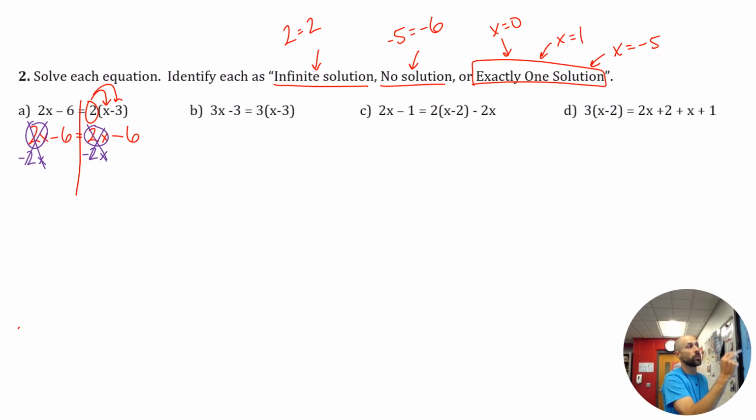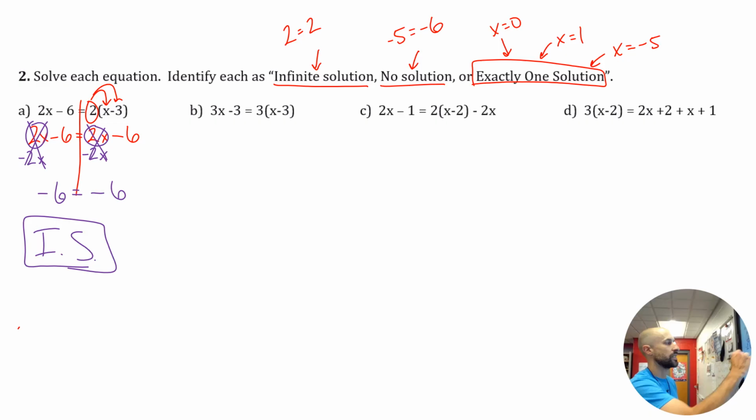So that right there is what happens. The variables cancel out, and I'm left with a statement that is true. So this is infinite solutions, right? -6 is equal to -6. They match. Let's check out letter B here.